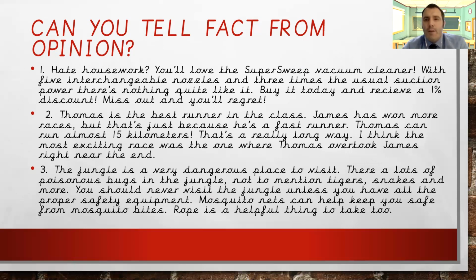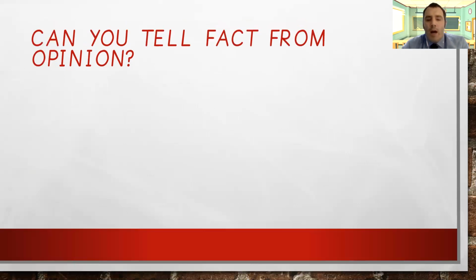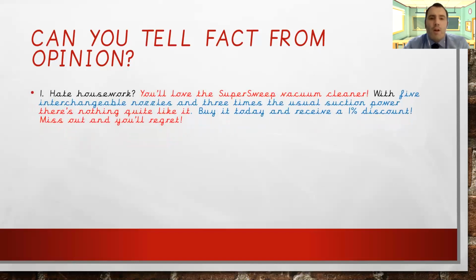Okay, how did you think you got on with those? So I've changed the color of the text on mine to make it nice and easy to see what you're looking for. So number 1, hate housework. You'll love the Super Sweeper vacuum cleaner. Well, this is an opinion. It's what someone thinks you will like. They don't know you. They don't know how you feel and how you think. So they're suggesting you'll like it.